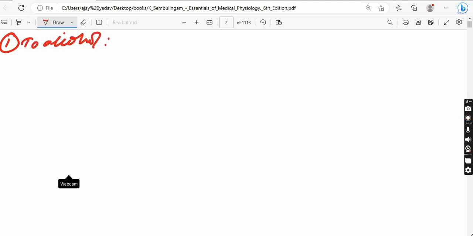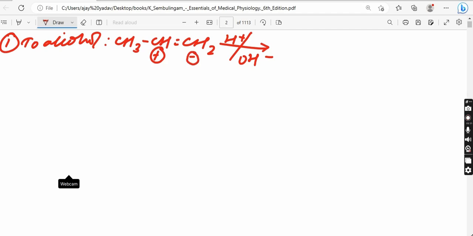We are preparing alcohol. Now suppose this is CH3 CH double bond CH2 and you are preparing alcohol. So let us react this with water. Water gives H plus and OH minus ion, right? So this one is partially positive and this one is partially negative, that we have discussed already in the previous video. This OH minus is going to attack over here and H plus is going to attack over here, and the product will be CH3 CHOH CH3. Okay.